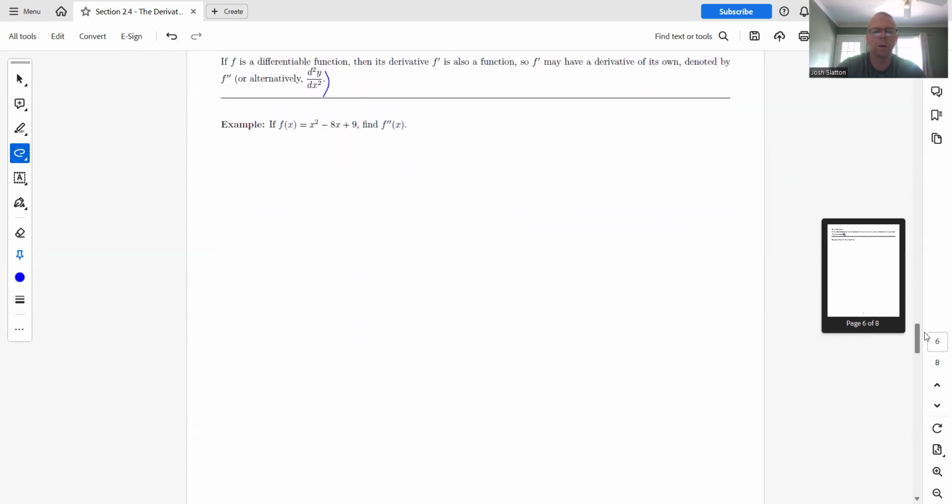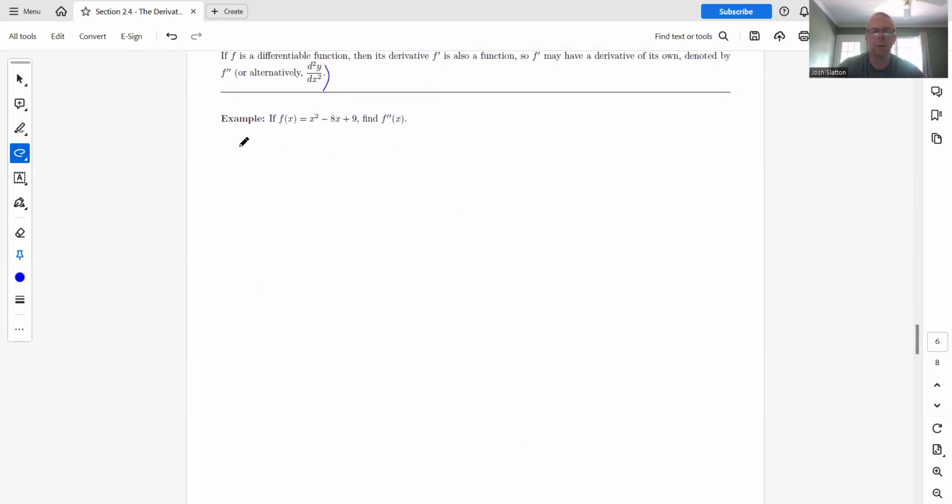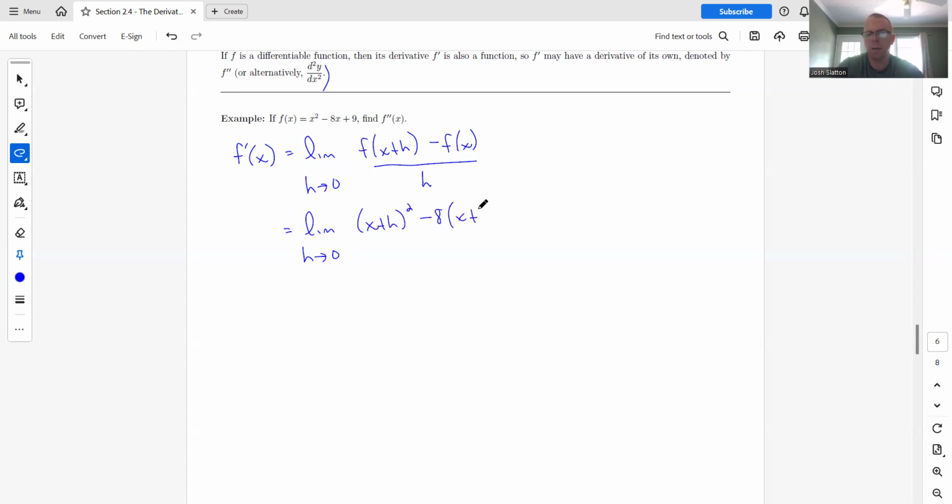All right, so we'll work this out just for the practice. So let's find the first derivative. The limit as h goes to 0 of f of x plus h minus f of x, over h. Then we'll plug in x plus h for each of the x's. So we have x plus h squared minus 8 times x plus h minus 9, and then subtract the original function. All of that is over h.